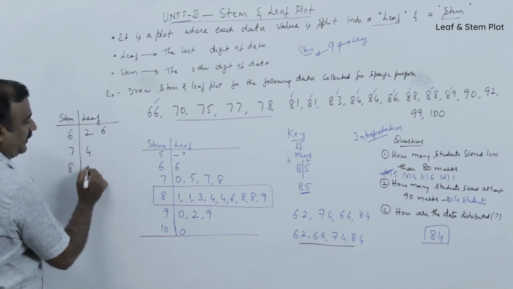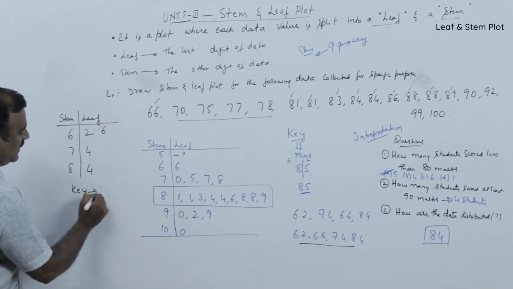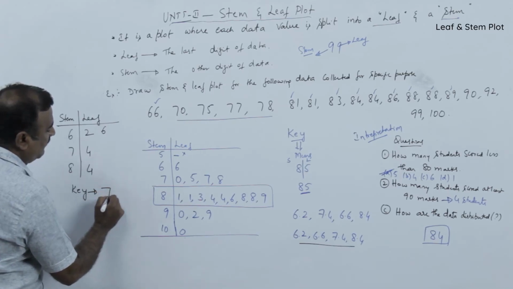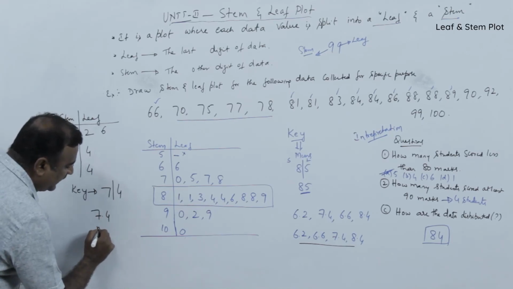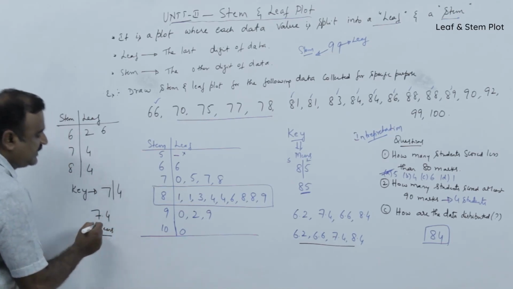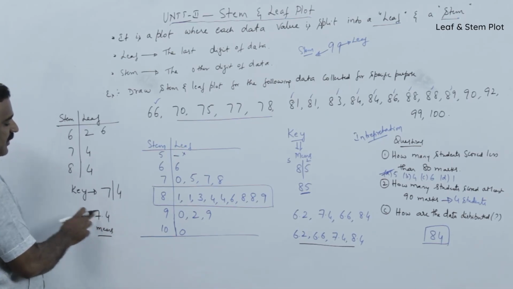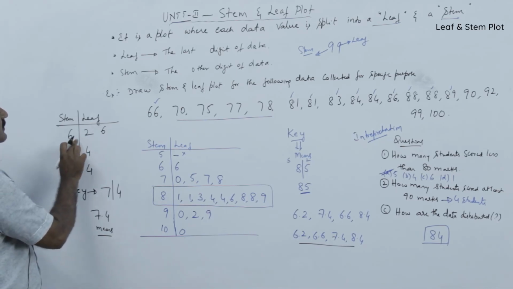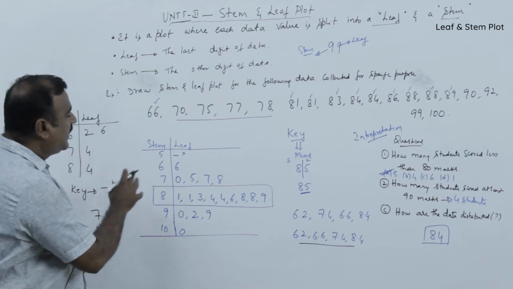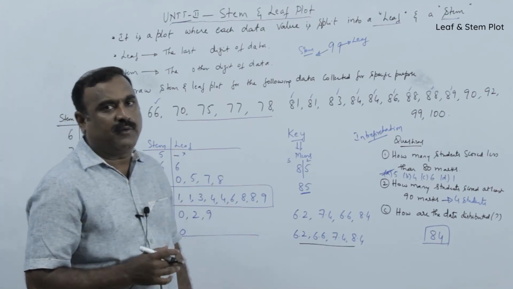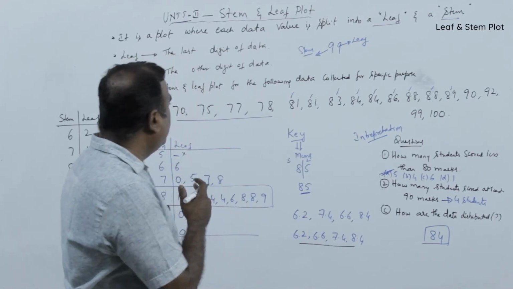7.4 and 8.4. The key for this one, how you have to read it: for example, if you have 7 and 4, you have to read it as 7.4. The key is very important. You have to indicate how to read it. So this is how you read 7.4. Like this, for continuous data also we can draw the stem and leaf plot. One more example I am going to consider for this stem and leaf plot.